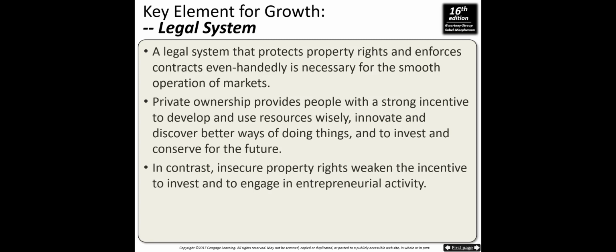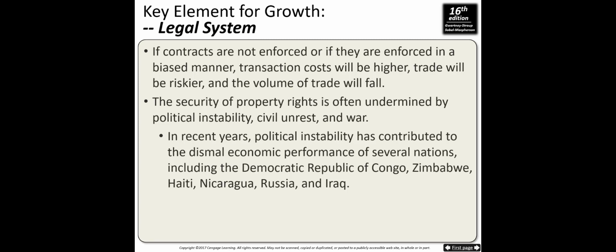In contrast, insecure property rights weaken the incentive to invest and to engage in entrepreneurial activity. If contracts are not enforced, or if they are enforced in a biased manner, transaction costs will be higher, trade will be riskier, and the volume of trade will fall. The security of property rights is often undermined by political instability, civil unrest, and war. And we see several examples in history, even still today, and a couple of them are Democratic Republic of Congo, Zimbabwe, Haiti, Nicaragua, Russia, and Iraq.